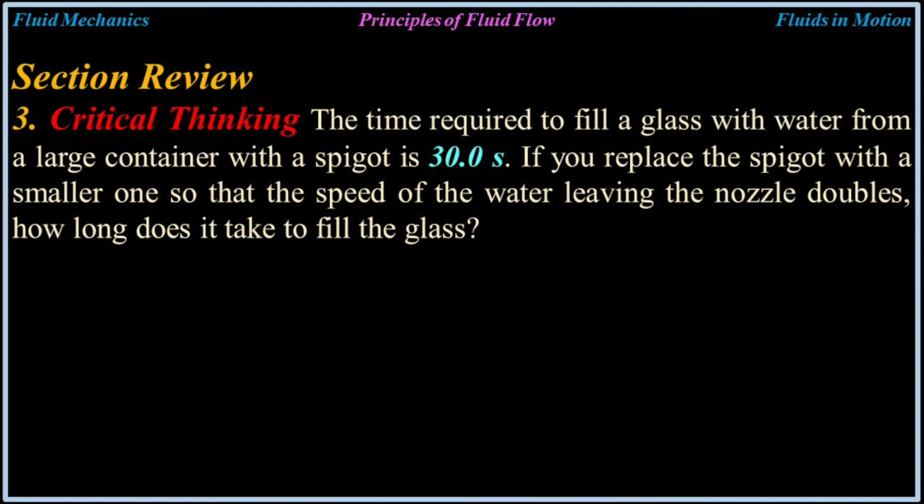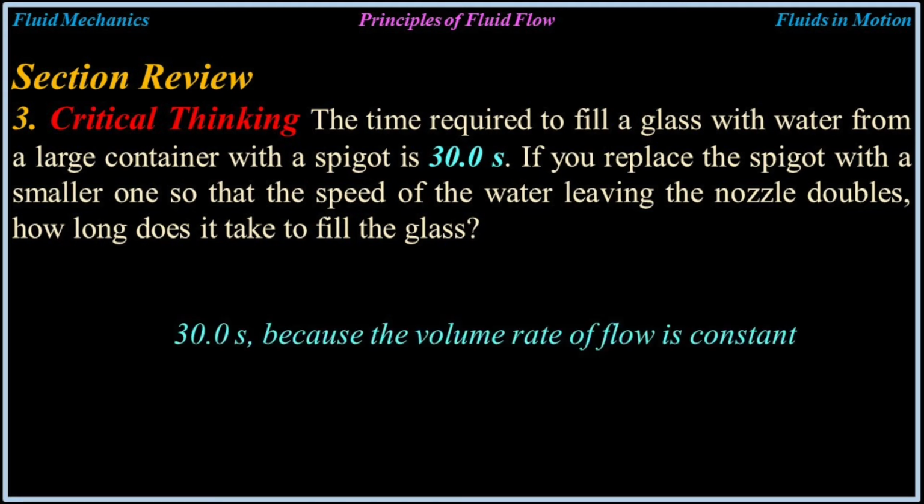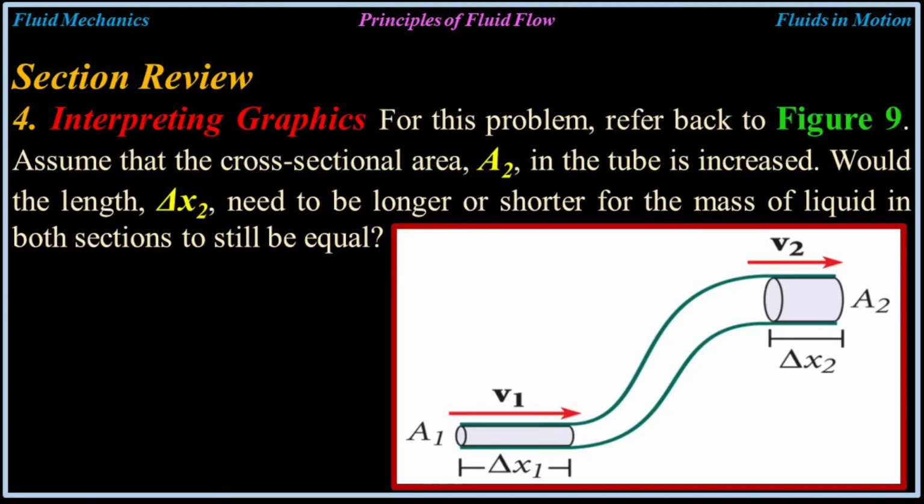The time required to fill a glass with water from a large container with a spigot is 30 seconds. If you replace the spigot with a smaller one so that the speed of the water leaving the nozzle doubles, how long does it take to fill the glass? Aha. 30 seconds, because the volume rate of flow is constant. Aha, as they say when the plot thickens.